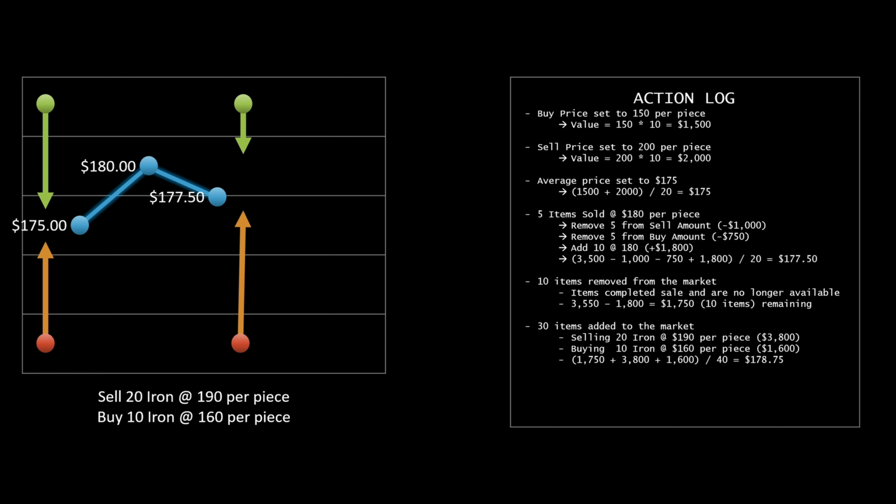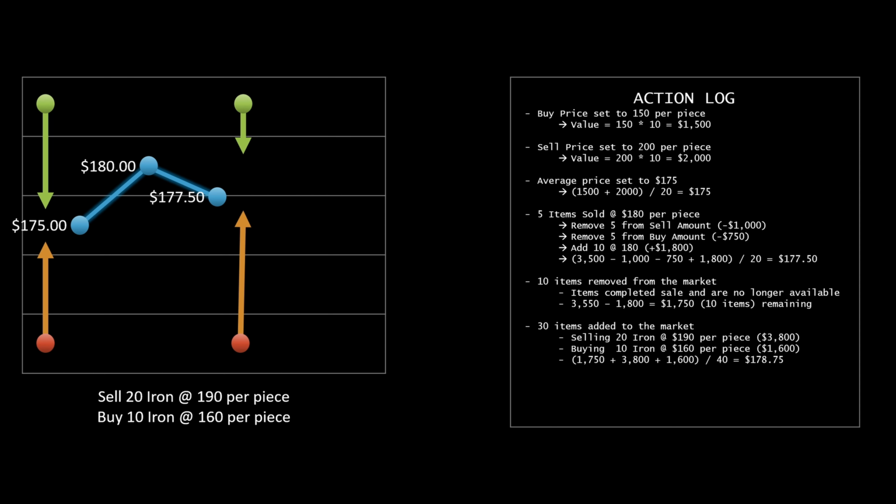The seller decides to list 20 new pieces of iron at 190 per piece. The lower price point is an attempt to improve his market influence by moving closer to the real price point on the market. In doing so, he would be attempting to become the price setter for this market. At the same time, a second buyer comes into the market, wanting to purchase 10 iron, this time at 160 per piece, which represents a continuation of the same demand for iron.